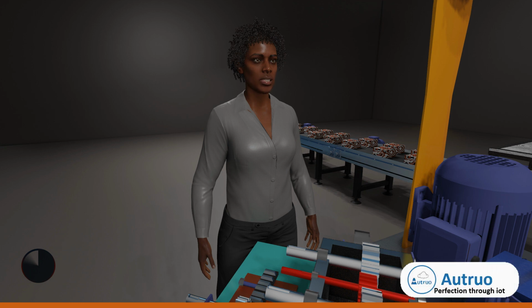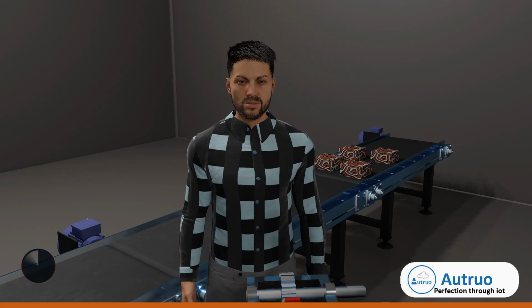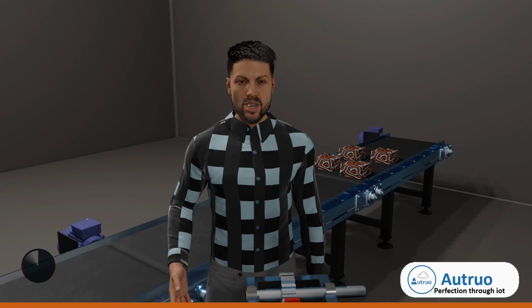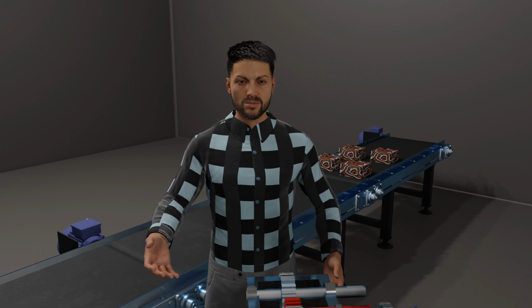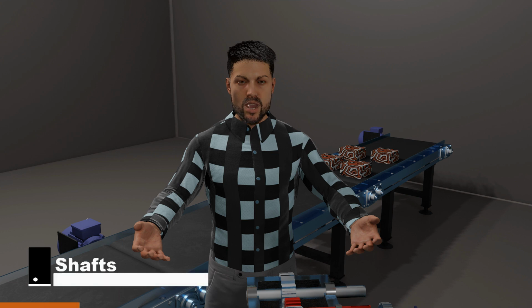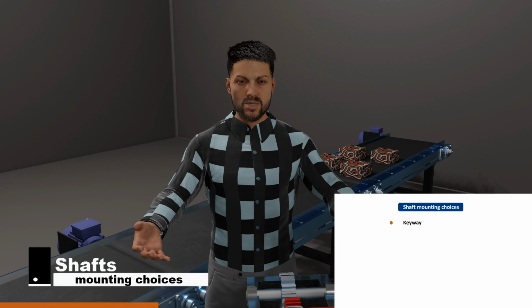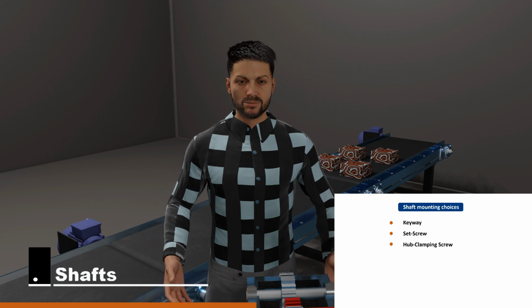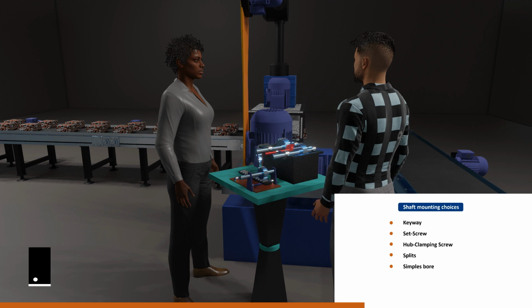Pressure angle is the angle of tooth drive action, or the angle between the line of force between meshing teeth and the tangent to the pitch circle at the point of the mesh. Typical pressure angles are 14.5 degrees or 20 degrees. Again, gear set design also comes with shaft mounting choices. This includes the following: keyway, set screw, hub clamping screws, split, and simple bore.